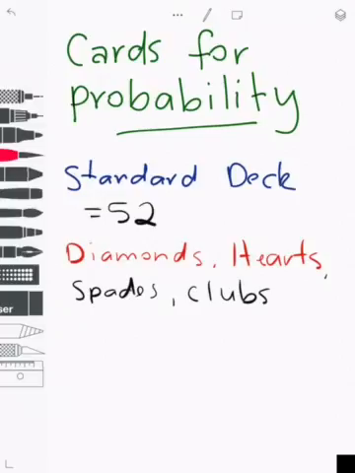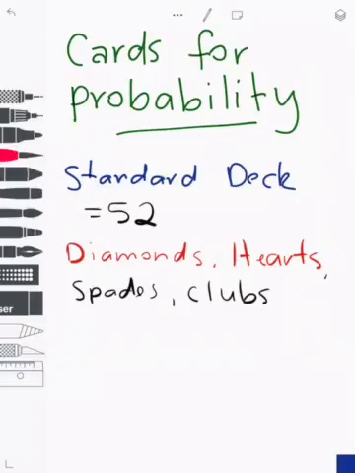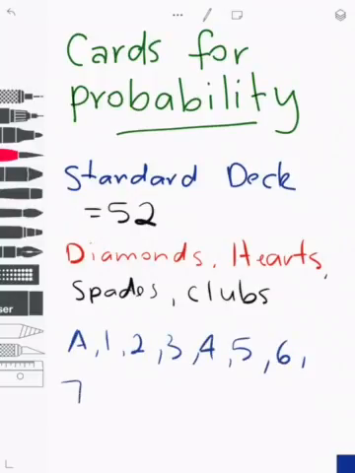Now, each of these categories has 13 cards. What are these 13 cards? So each diamond, heart, spades, and clubs all have an ace, and then they have 1 to 10. So 1, 2, 3, 4, 5, 6, 7, 8, 9, 10. After 10, they have 3 picture cards. They have Jack, Queen, and King. So in total, each of these suits has 13 cards.